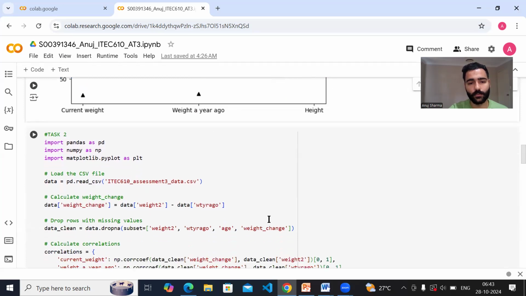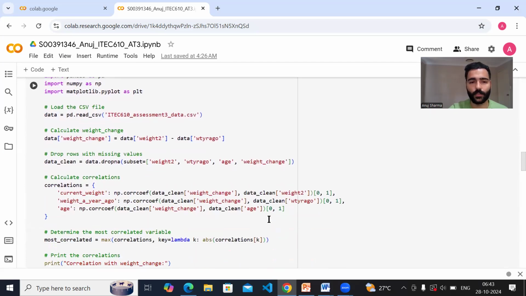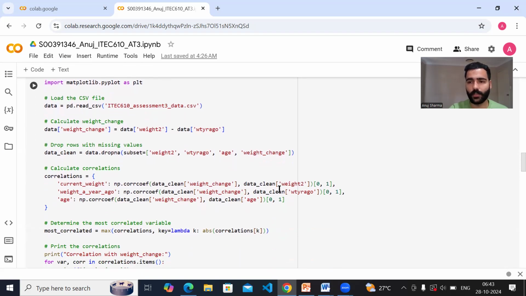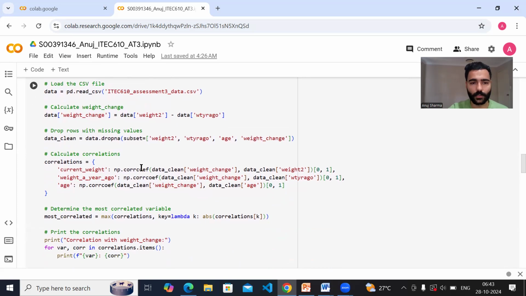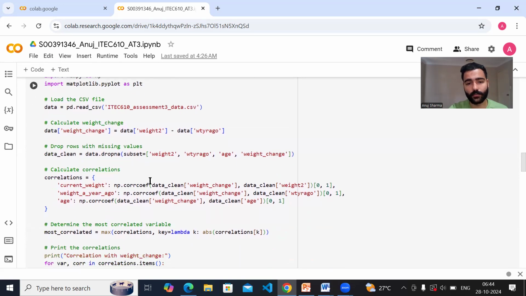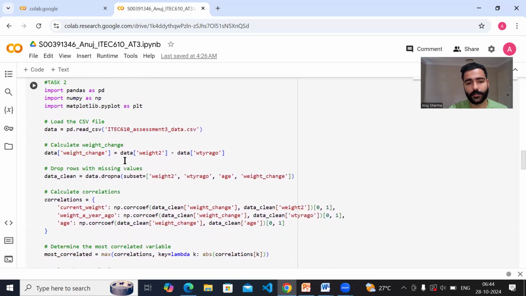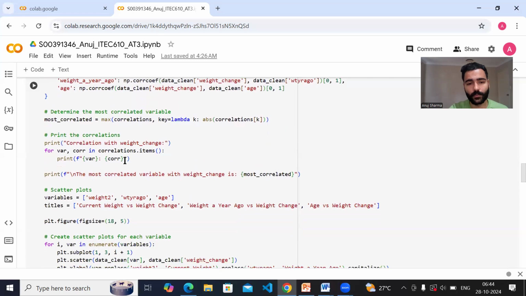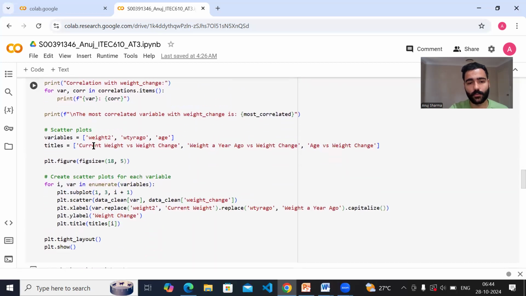In task two, we have to calculate correlations and know which is strongly correlated and which is not. That's why we use this function, the correlation method, np.corrcoef, where np is import numpy as np. That's why, to do the correlation, we need to import numpy as np. And moving further, we use scatter plots to visualize the data.